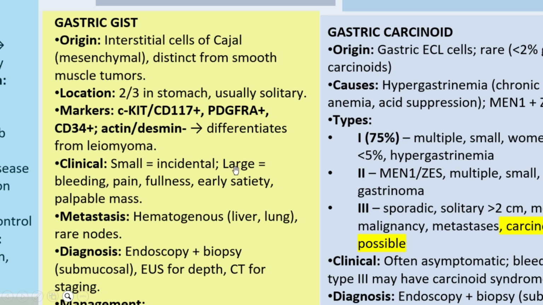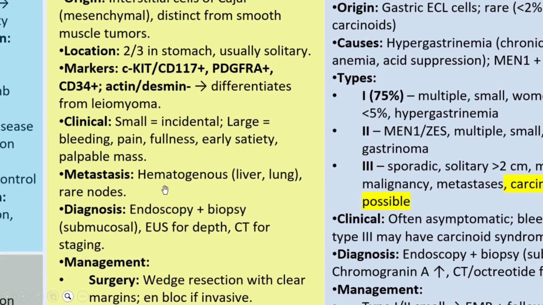So clinically, when they are small, they are most of the time incidental. Maybe you're doing endoscopy and you find them. When they are large, they're going to cause bleeding, pain, fullness, acidity, and a palpable mass. And metastasis is mostly hematogenous, so they may just spread to the liver and the lung.